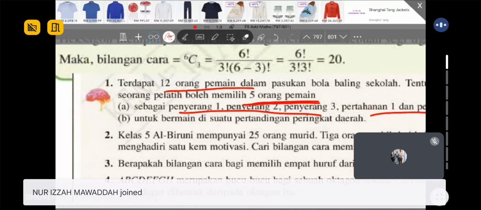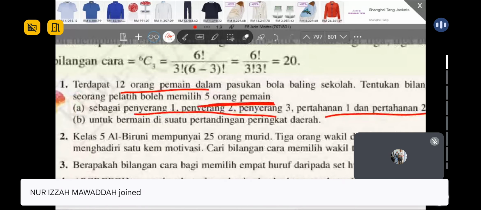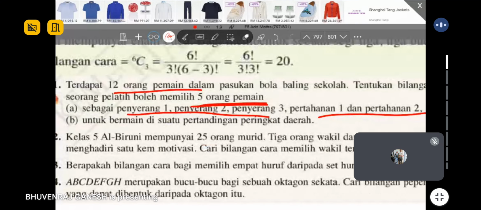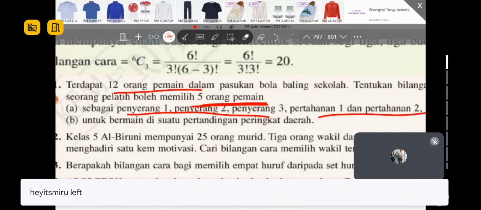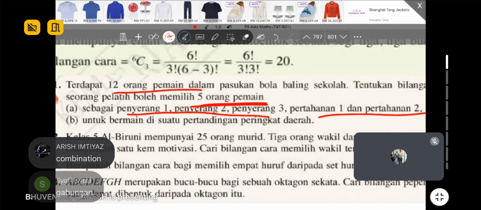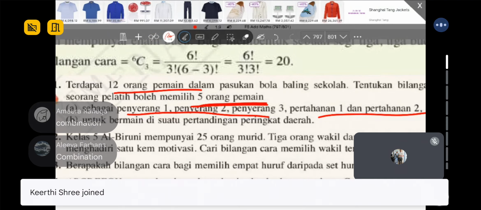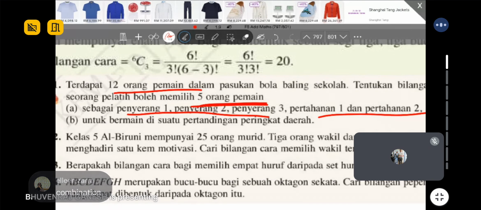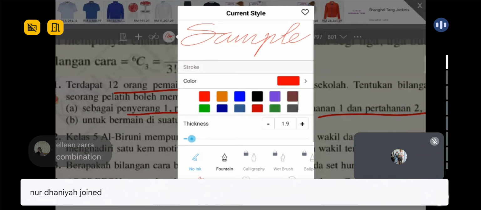So sebelum tu, adakah ni soalan pilih atau gabungan? Question number 1. Permutation or combination? Keyword. See the keyword. Okay, lagi orang sama? Okay guys, don't be shocked. Jawapan dia sebenarnya adalah pilih atau permutation.